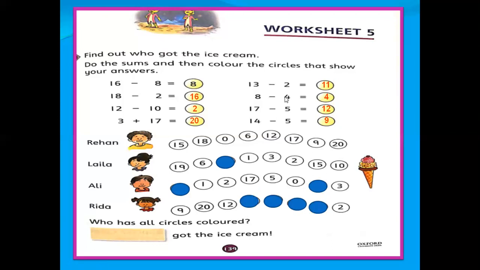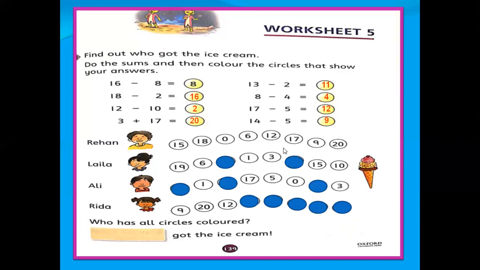Okay. Next, two. Our answer is two, and we will color that box which has a two answer. In the first, no two. In the second, yes, this is two, color this one. In third, this is two. And in fourth, also two.